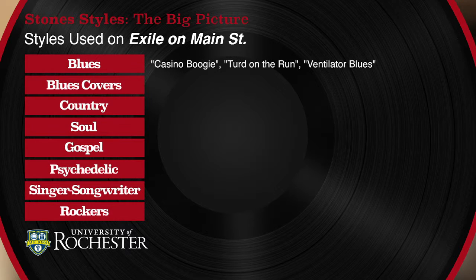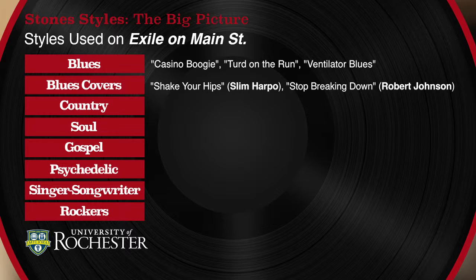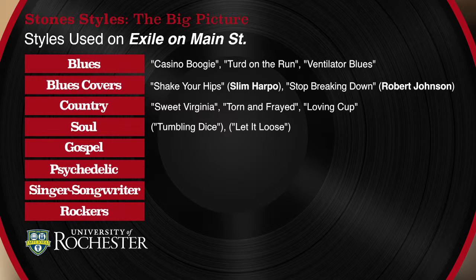Blues, I would say there's a certain amount of blues or electric blues in Casino Boogie, Turd on the Run, and Ventilator Blues. The blues covers that we see on this album are Shake Your Hips, a Slim Harpo, and Stop Breaking Down, a Robert Johnson recording. For country, we've got Sweet Virginia, Torn and Frayed, Loving Cup. For soul, we've got Tumbling Dice, and some elements of Let It Loose. That's why I put that in parentheses there.